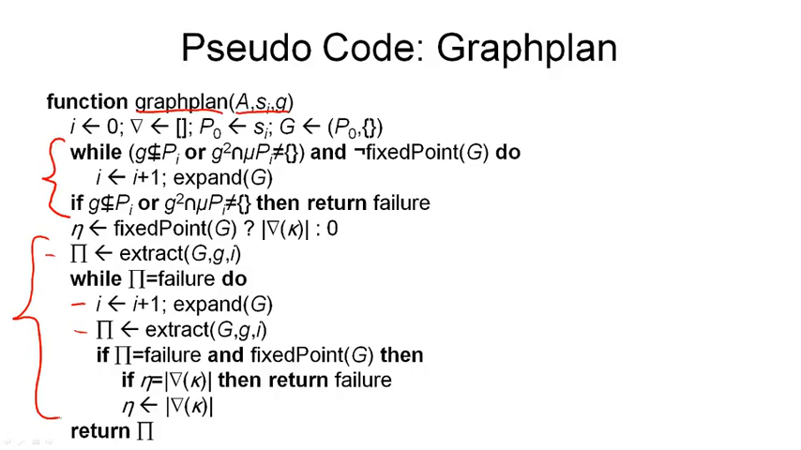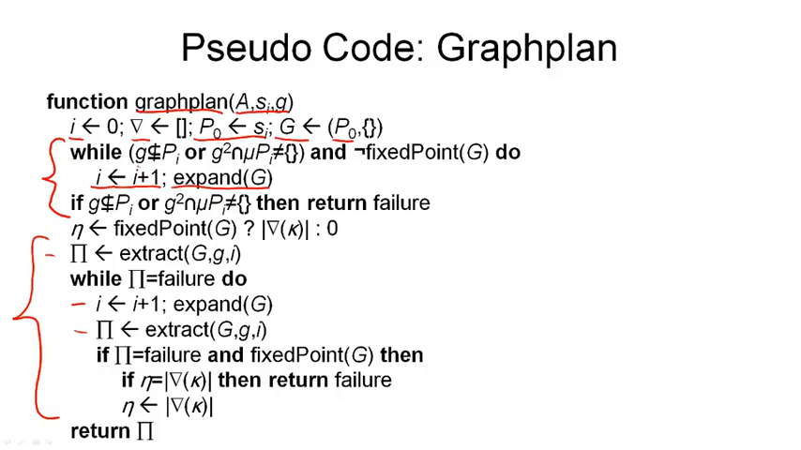And now in more detail. So we start by initializing some variables. I is the layer we are currently looking at, that we're searching at. Then we have the no-good table, we have our proposition layer P0, which is initially the initial state, and we have our planning graph, which initially only contains the proposition layer P0. Then in this loop, we increase our layer and we simply expand the planning graph to include the next action and proposition layer, as we've seen earlier in the definition of the function expand.